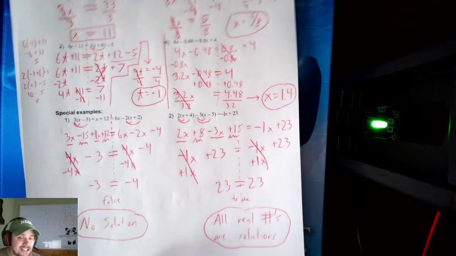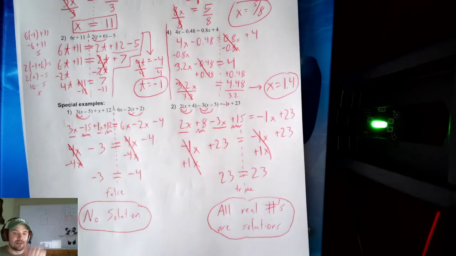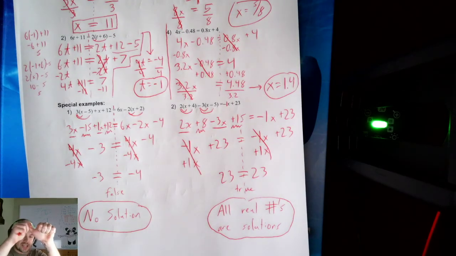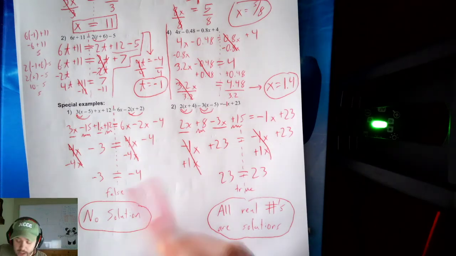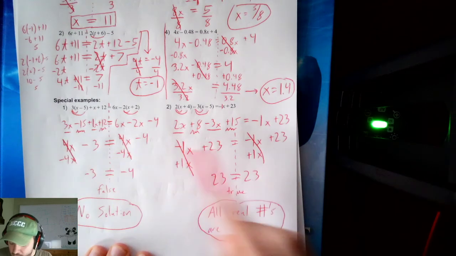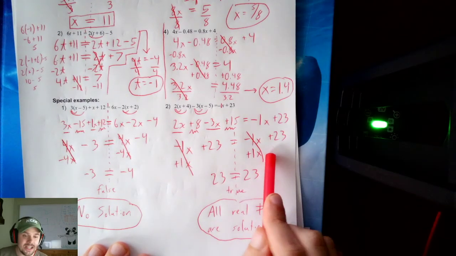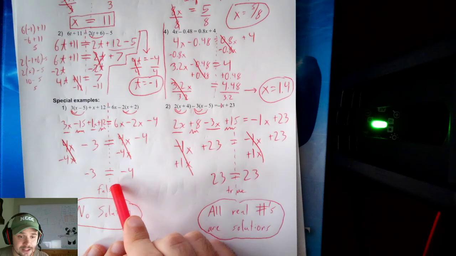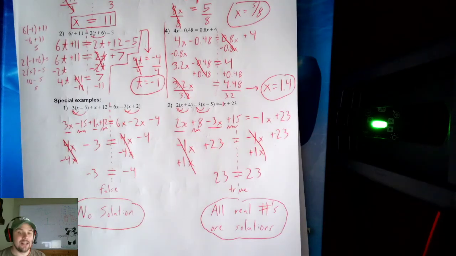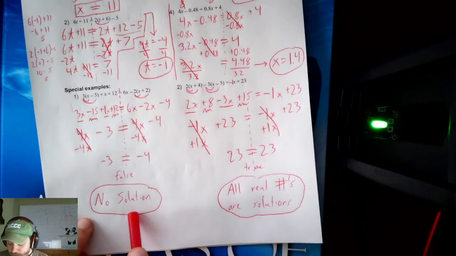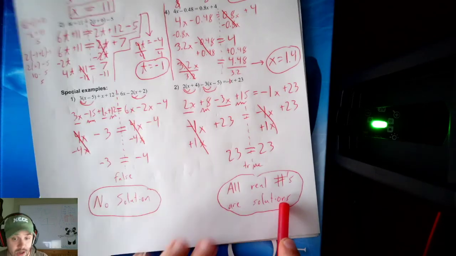So those are the possibilities for our equations. They either have one solution, the most common, no solution, or infinitely many solutions. All three are possible. In those last two cases of no solution or everything's a solution, notice the variable disappears out of both. And the only difference is what's left false or is what's left true? And that is the key between no solution and all real numbers are solutions.